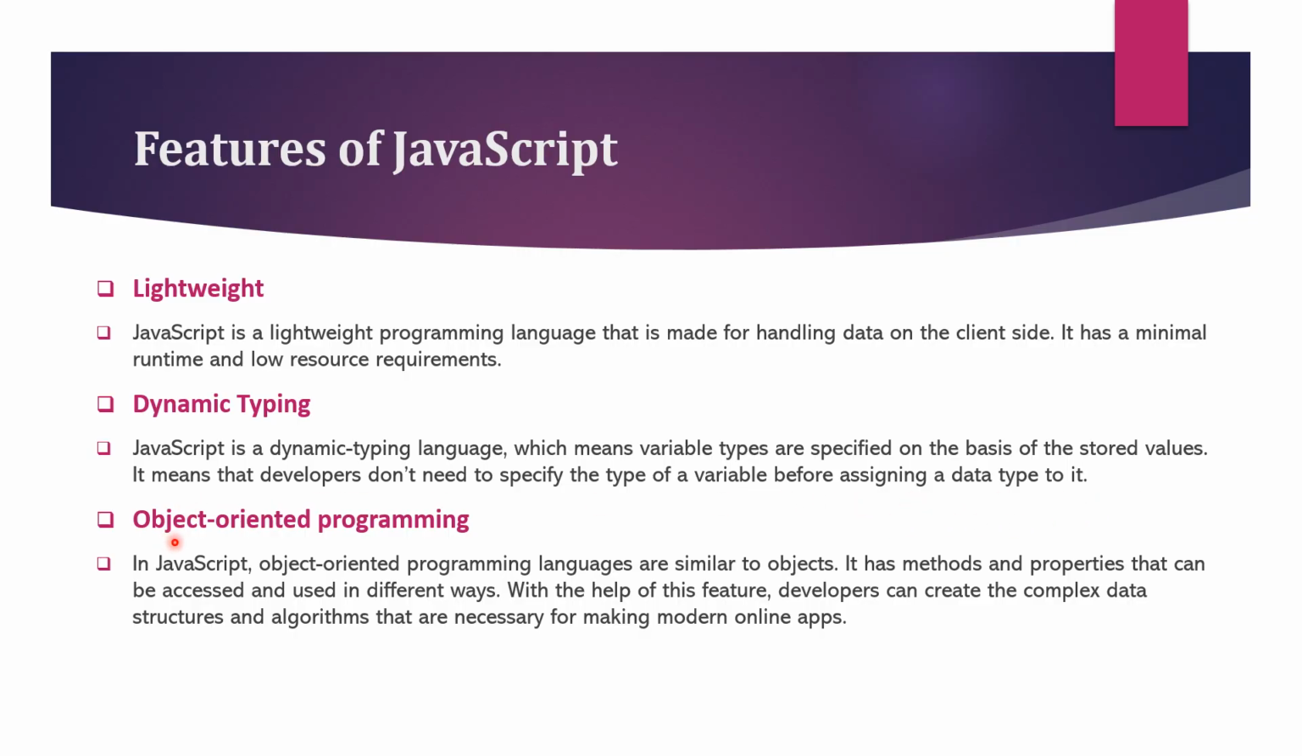Next is object-oriented programming. In JavaScript, object-oriented programming is similar to objects. It has methods and properties that can be accessed and used in different ways. With the help of this feature, a developer can create the complex data structures and algorithms that are necessary for making modern online apps.